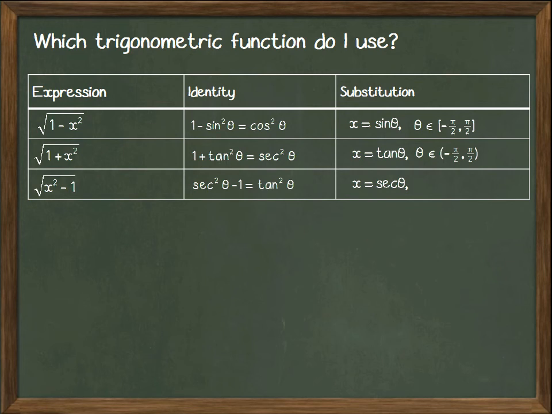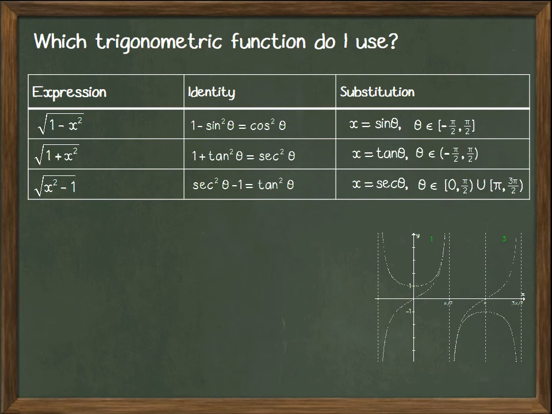The restriction on theta is a little bit more tricky in this situation. We choose to restrict theta to the interval 0 to pi over 2, which is the first quadrant, and pi to 3 pi over 2, which is the third quadrant. Now, why do we choose the first and the third quadrant? Because we need our sec theta to range from 1 to infinity, but also from minus infinity to minus 1. And at the same time, we want tan theta to be positive on the intervals that we work on, and therefore the first and the third quadrant are the suitable restrictions on theta.